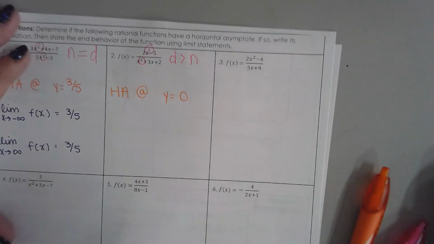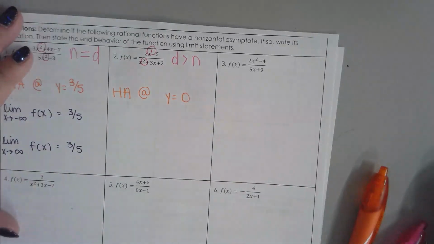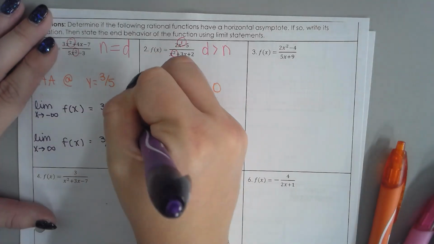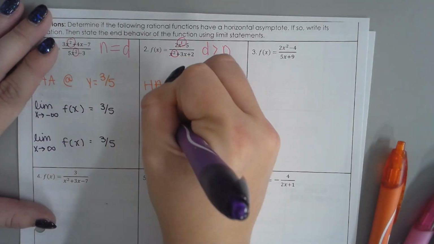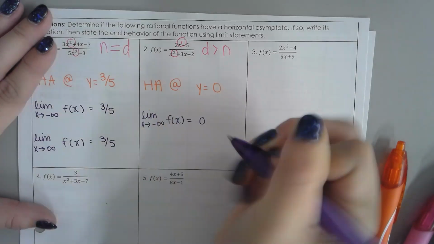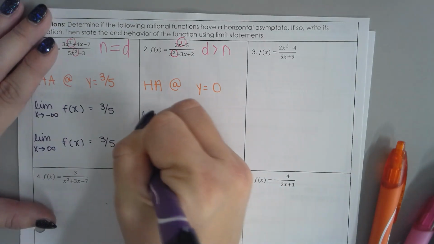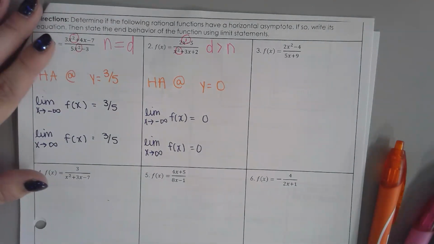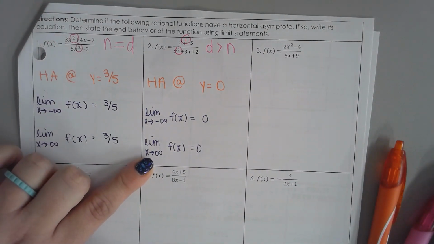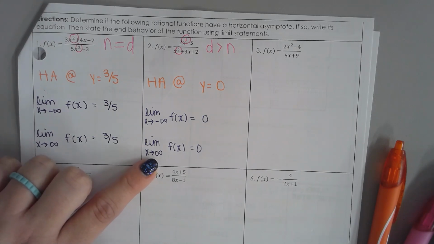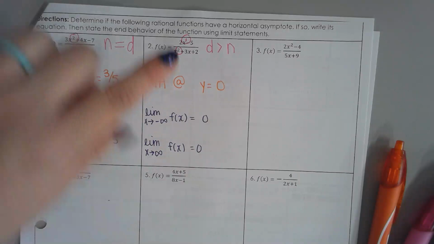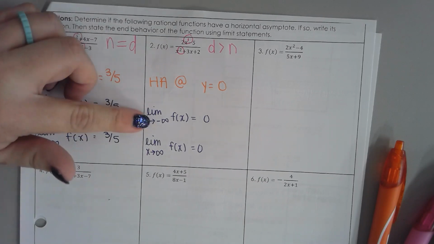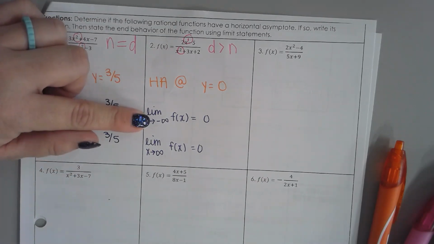Which means that both of your limits are equal to 0, the left and the right. The limit as x approaches negative infinity of f of x equals 0. And the limit as x approaches positive infinity of f of x equals 0. Again, all that means is that if I keep putting bigger and bigger numbers into x, into this equation, it's going to come out really close to 0. If I put in smaller, smaller numbers, it's going to get closer and closer to 0.